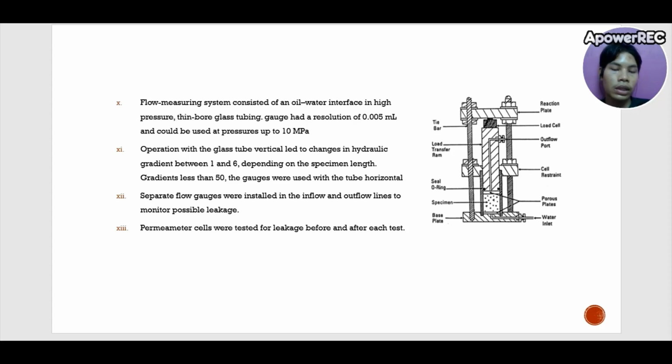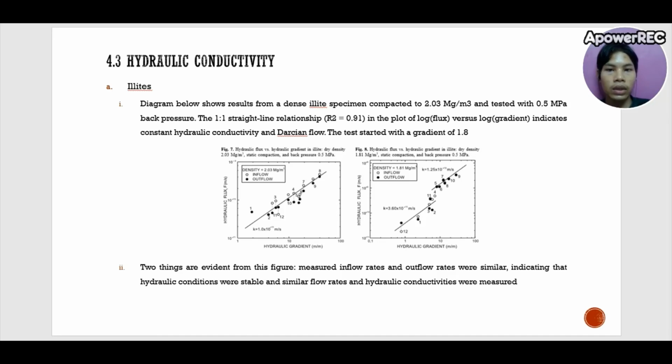Separate flow gauges were installed in the inflow and outflow lines to monitor any possible leakage. Permeameter cells were tested for leakage before and after each test. And this is the result of hydraulic conductivity for illite.